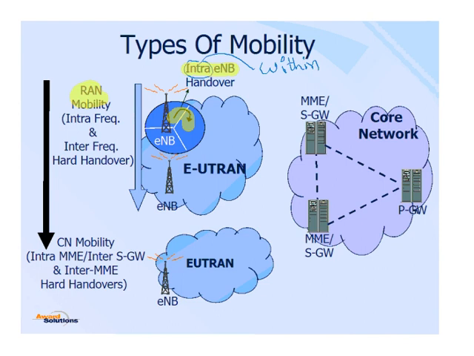We may have inter eNode B mobility, right? So in that case, we are moving between two eNode Bs. So that would be another type of handover.